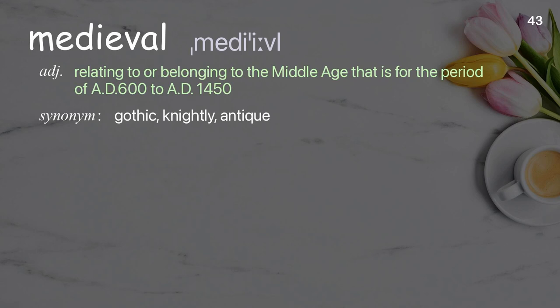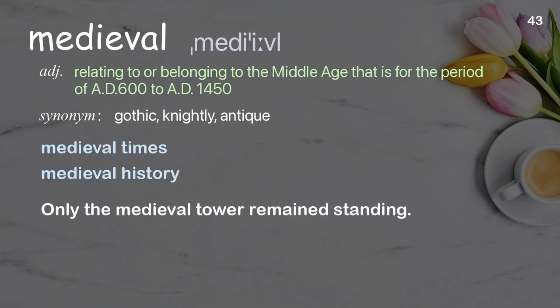Medieval. Relating to or belonging to the Middle Ages, that is, the period from A.D. 600 to A.D. 1450. Examples: medieval times, medieval history. Only the medieval tower remained standing.